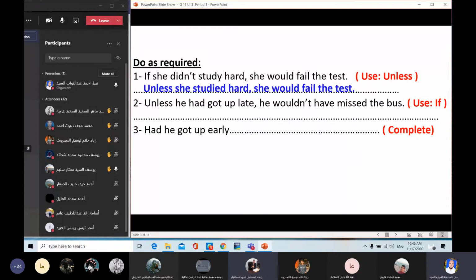If he hadn't got up late, he wouldn't have missed the bus. Very good. Thank you, Yusuf. If he hadn't got up late, he wouldn't have missed the bus. Very good. So we said unless follows the same cases as if: first conditional, second conditional and third conditional.